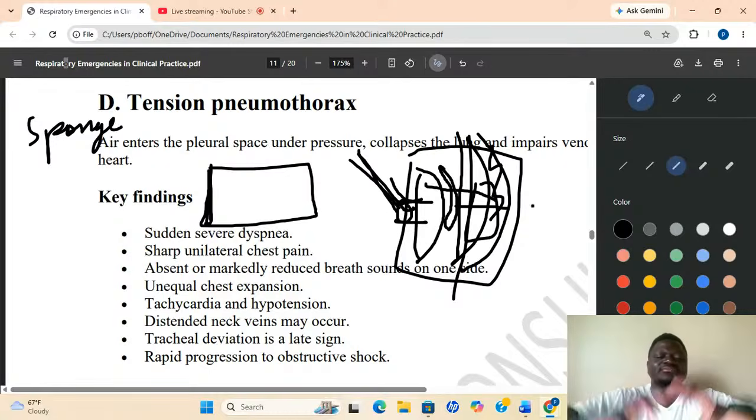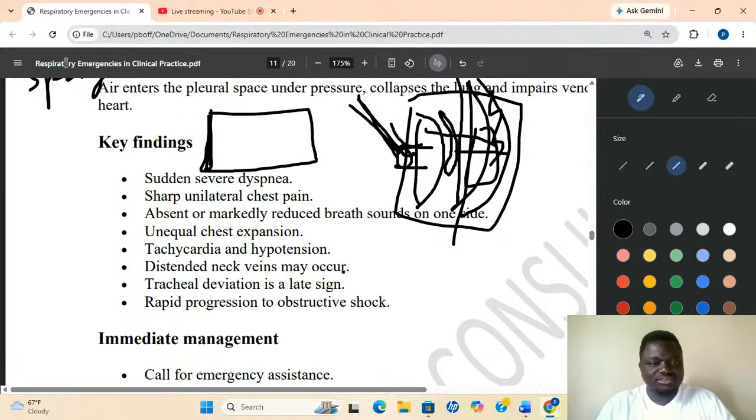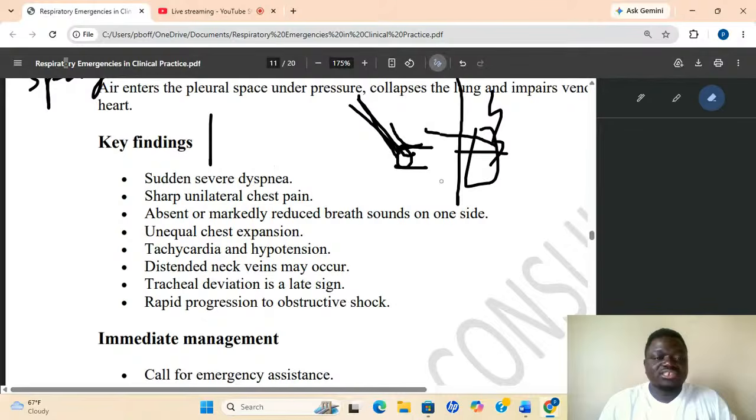How can the lungs expand? So what do we call it? Sudden severe dyspnea, sharp unilateral chest pain. They don't have pleuritic pain. Absent breath sounds, unequal chest expansion. We call it asymmetry. Tachycardia and hypotension. That is a sign of shock.